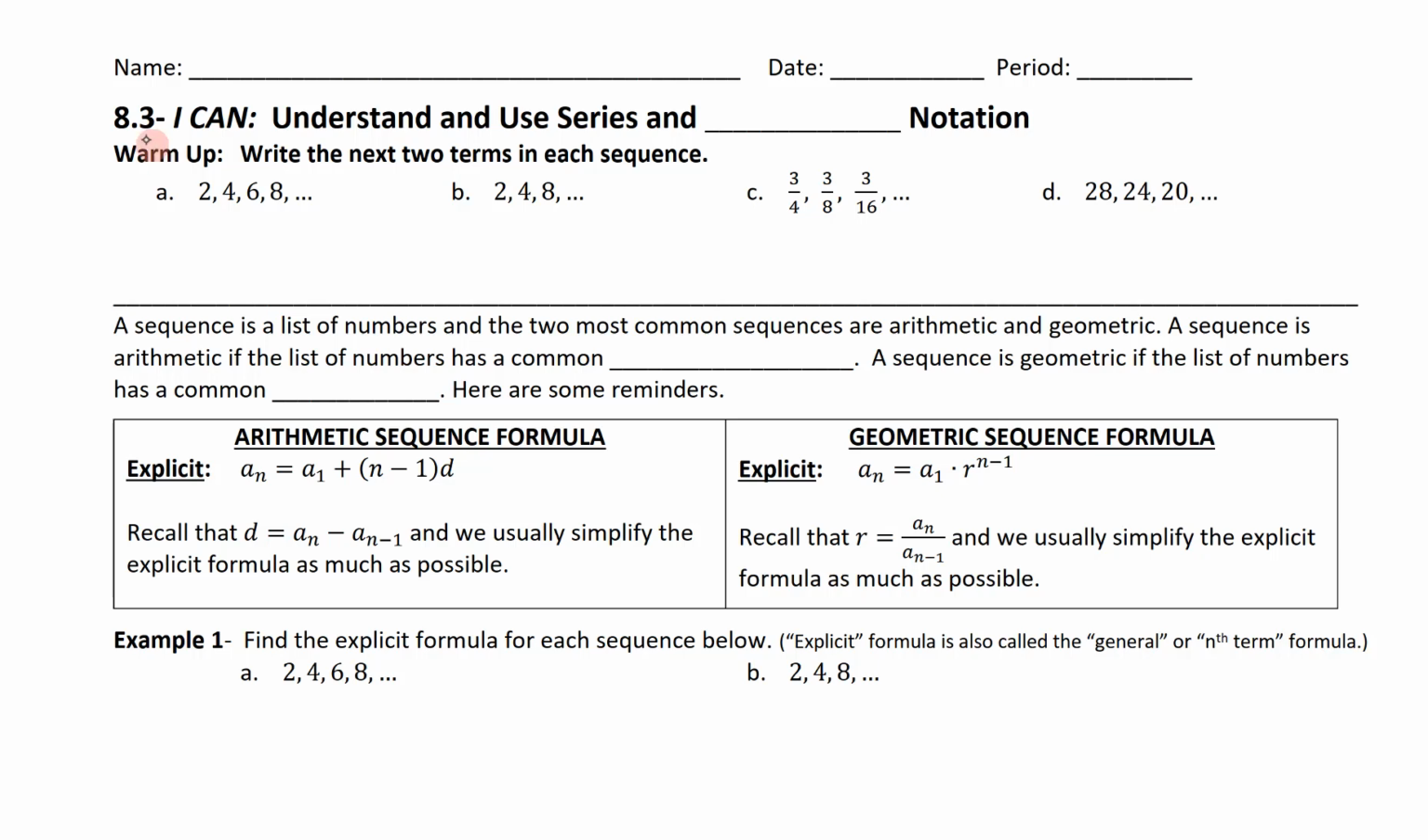So here's 8.3. Our objective is we want to be able to understand and use series and something called sigma notation. Now, you probably haven't seen something like this before. Mason probably has. But we just want to write the next two terms in each one of these sequences.